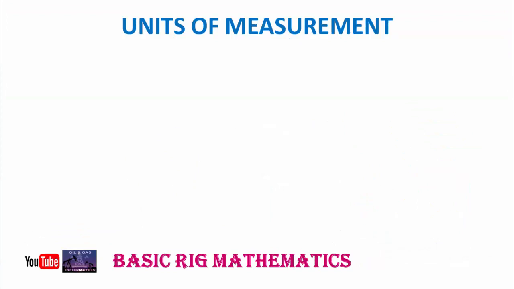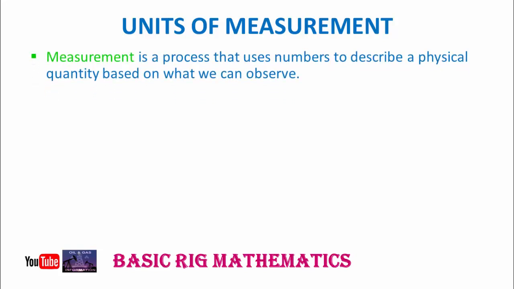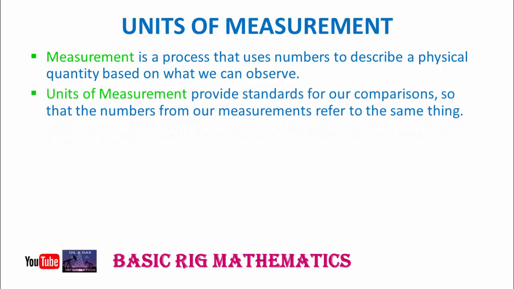First of all, we see what is the unit of measurements. Here we see the definition of the measurements. Actually, measurement is a process that uses number to describe a physical quantity based on what we can observe. And now we see the definition of units of measurements. Basically, units of measurement provide standard for our comparison so that the number from our measurements refer to the same thing.